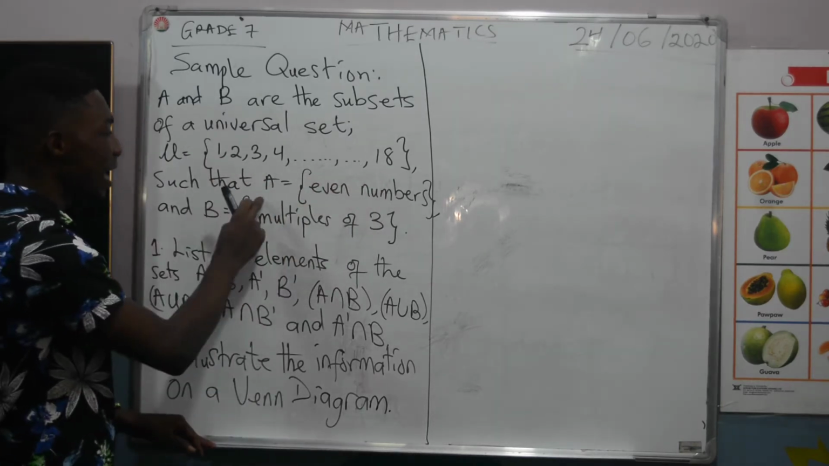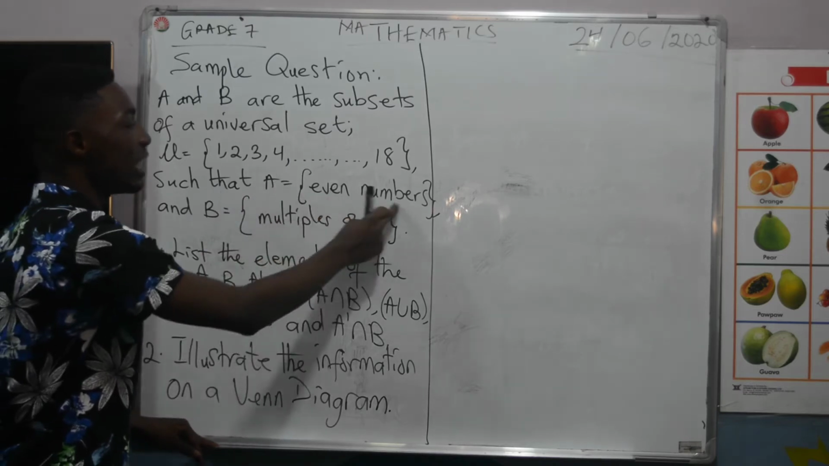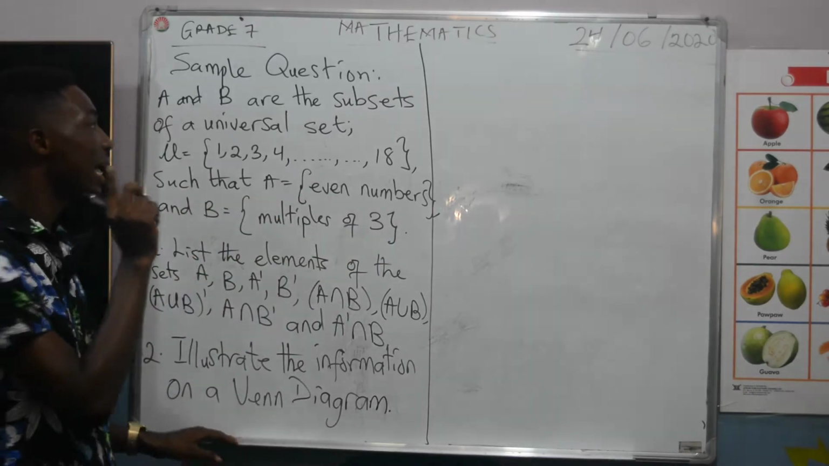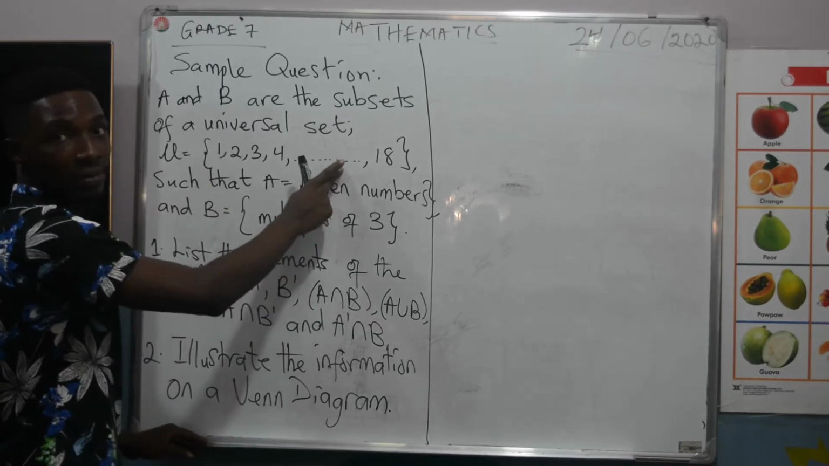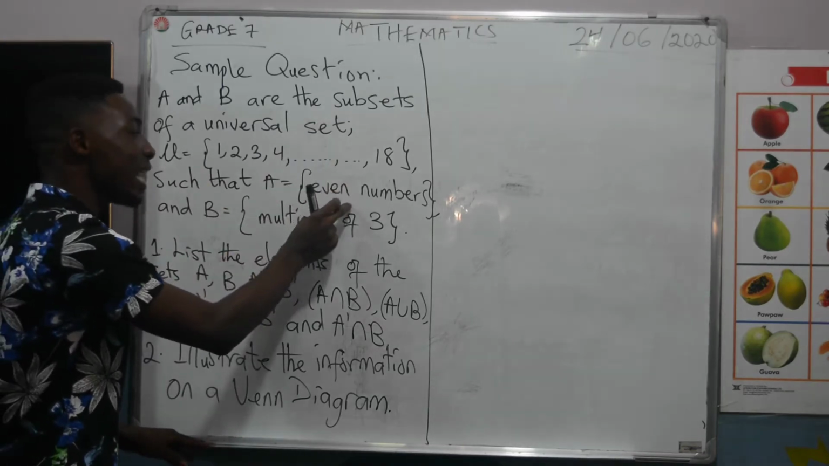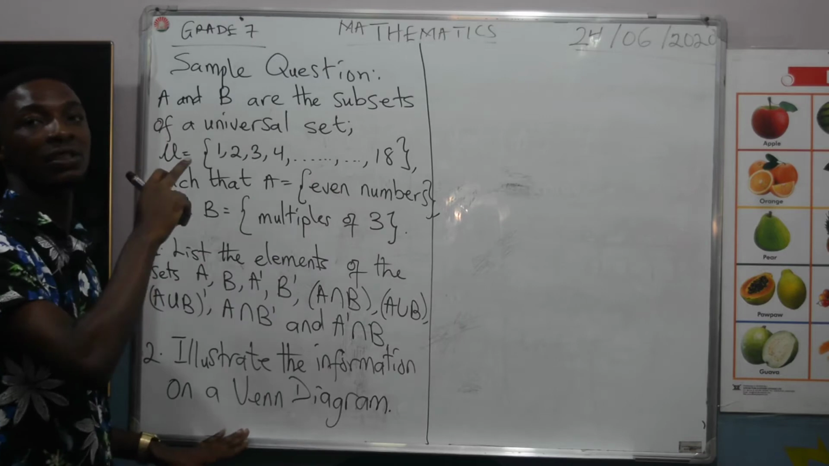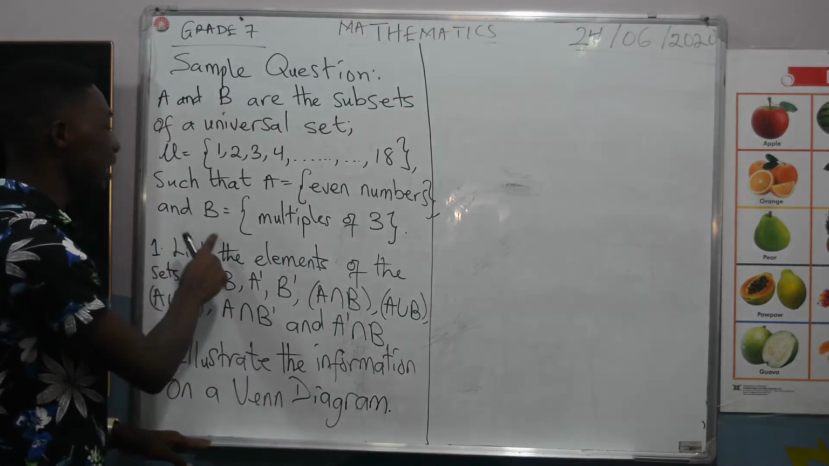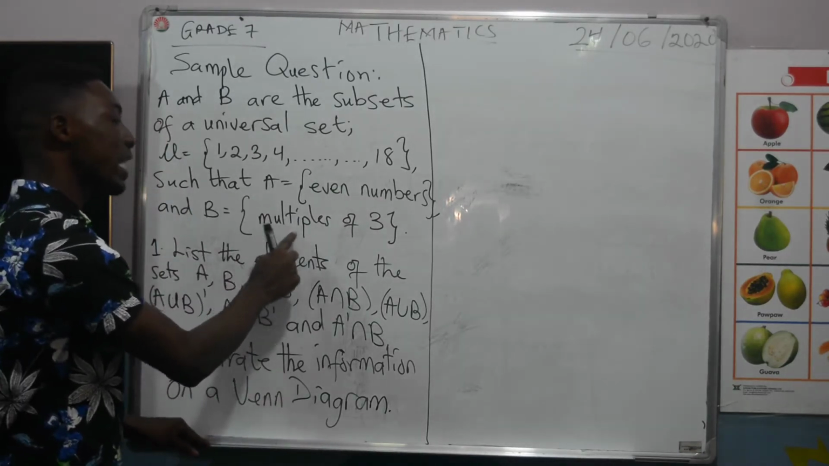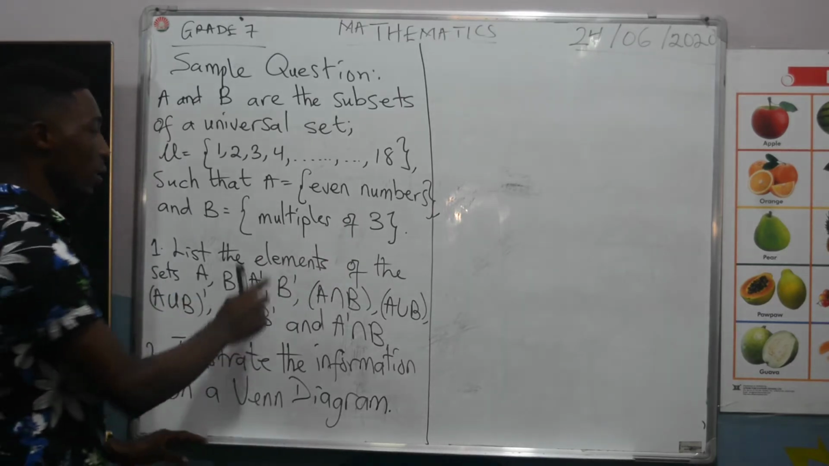Such that A is a set containing even numbers. Remember, A is a subset of the universal set, so every element inside A must be found in U. And B is a set containing the multiples of 3.